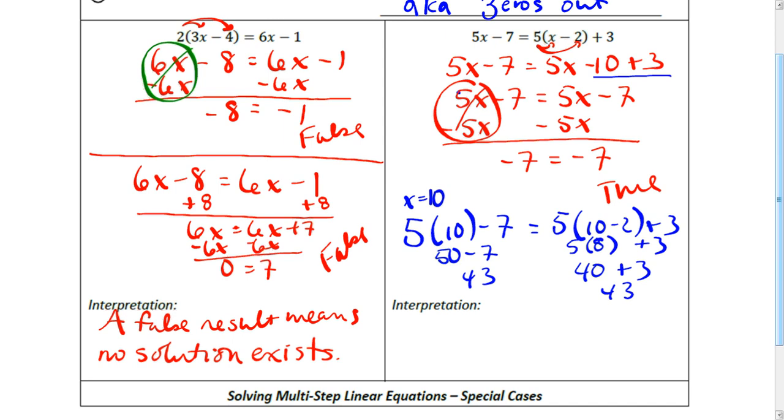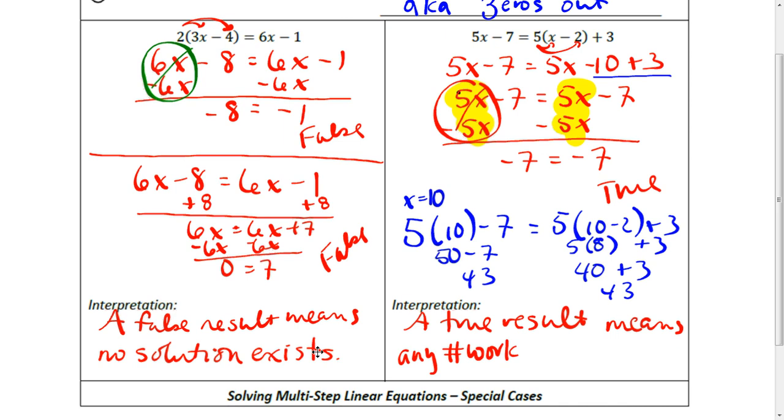And the reason why that works is this step right up here, because when the x's go away, whatever that value was is matched over here. And what's left is a true statement. And so what this allows to the interpretation here is that if you get a true result, that means any number works. So what you're going to say is all real numbers are solutions.